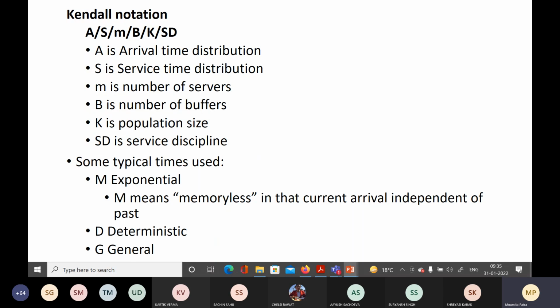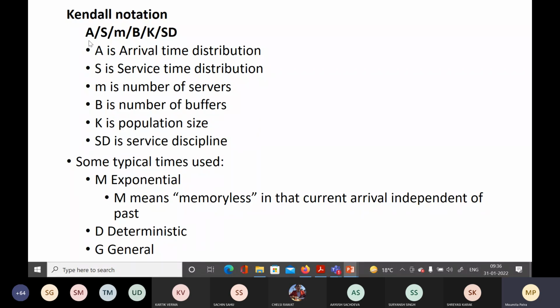Now let's get to the notation. How do we represent or how do we write a queue? A queue is written with the help of this notation that is given to you, this one in bold, using slash. This notation is known as Kendall notation. Each one of these parts in this notation represents something of the queue or queuing system. So what do they represent?